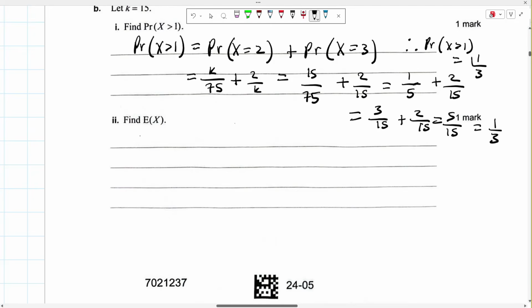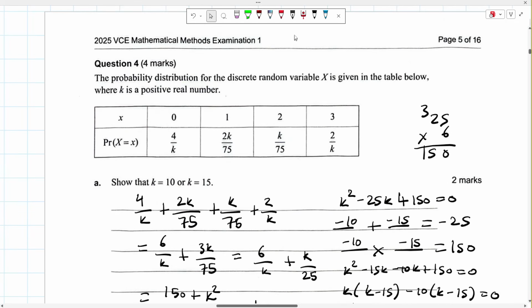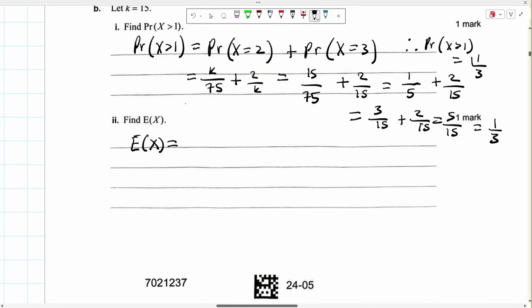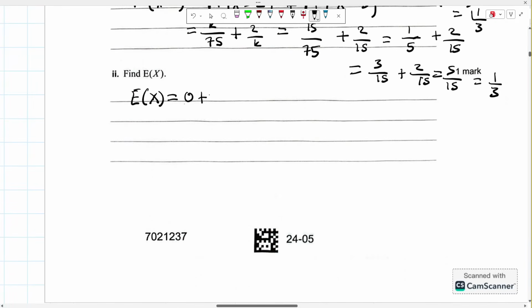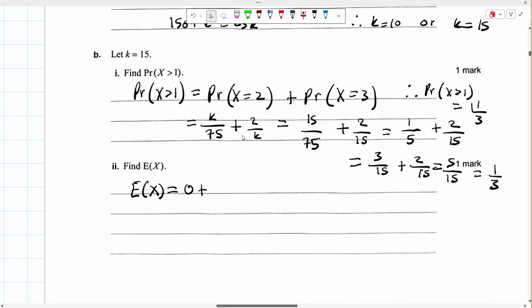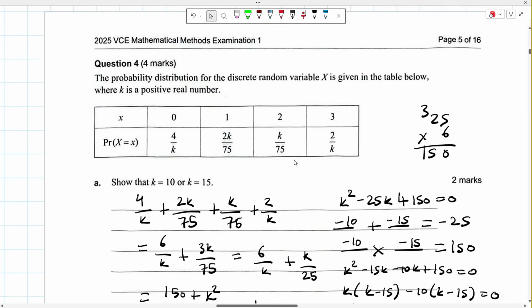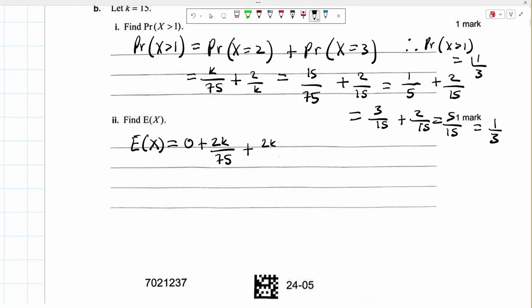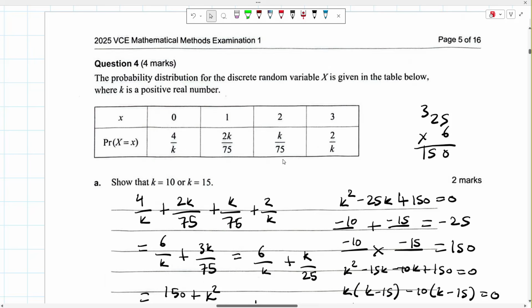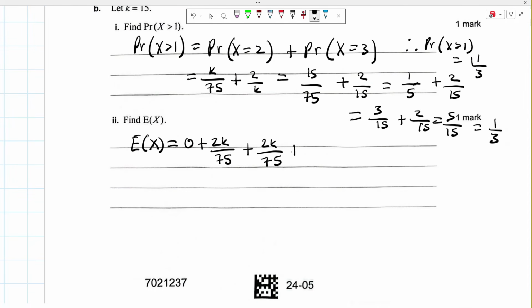Find the expected value of x. Right, so just remember, how do we find expected value? You take the x value, multiply by its corresponding probability, and then add that with the next one multiplying, and then add that with the next one multiplying, etc. So 0 times 4 over k is just 0. And then add that with 1 multiplied by 2k over 75. And then add that with 2 times k over 75, which is also 2k over 75. And then add that with 3 times 2 over k, which is 6 over k.